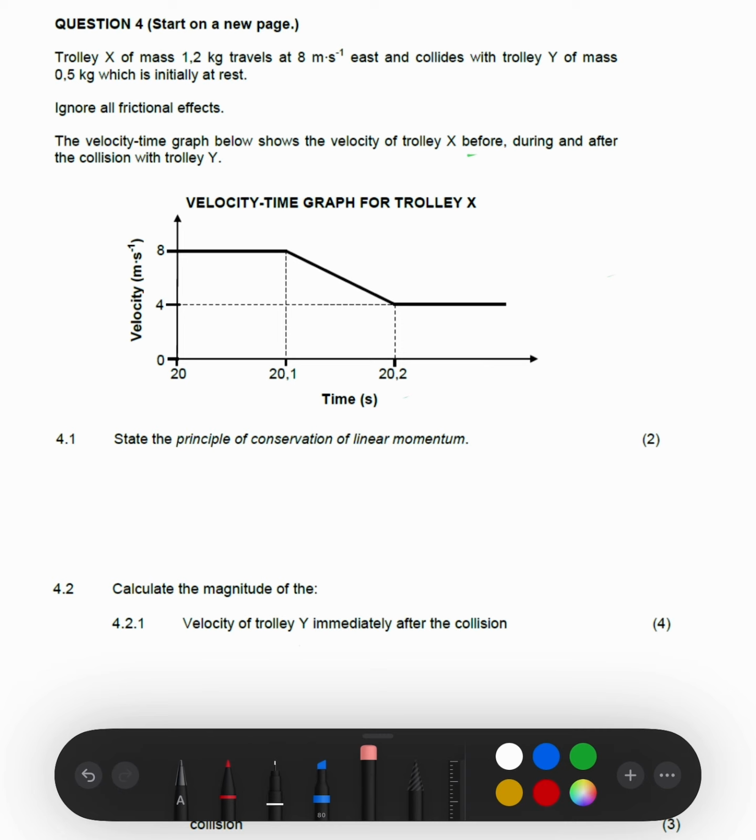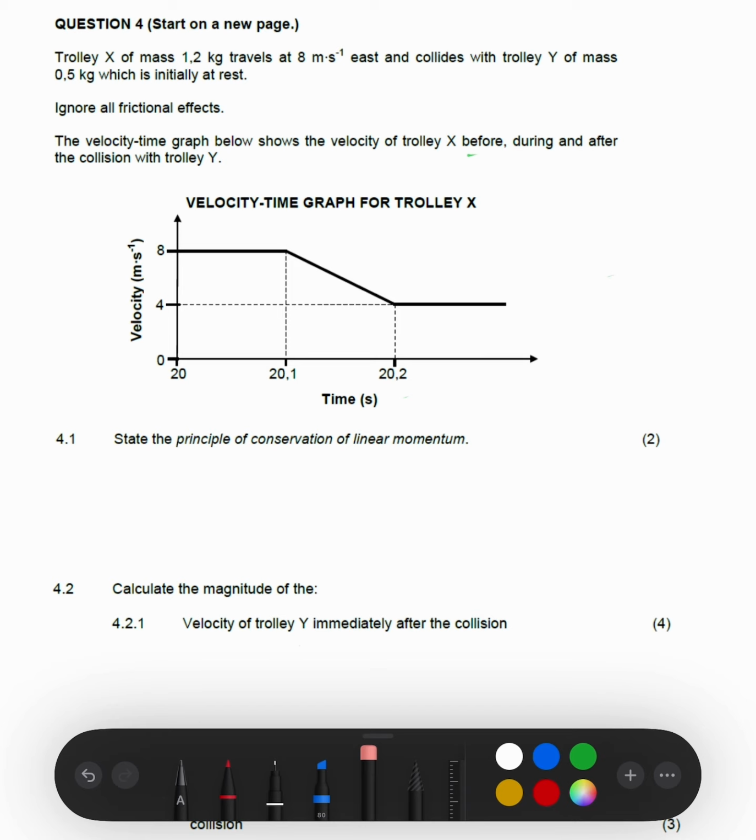We need to firstly analyze the graph. I'm not even going to read the statement first. I'm just going to analyze the graph. There are three phases in the graph, okay? There's the initial velocity when the object starts moving. So the object starts moving here.